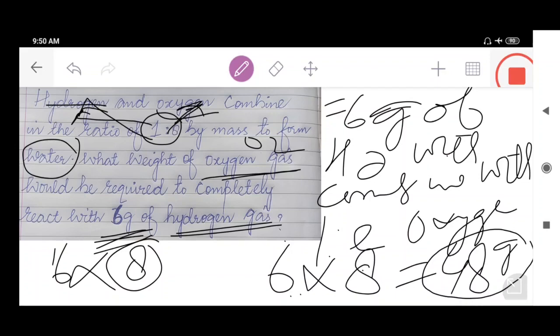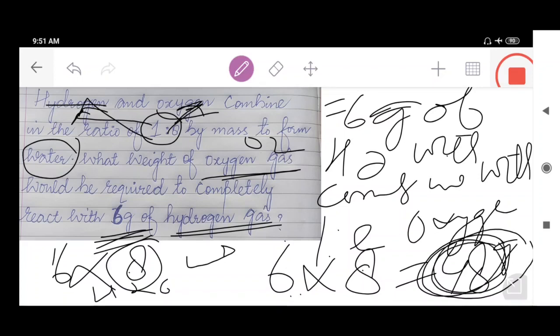So what weight of oxygen gas would be required? That means 6 grams of hydrogen gas reacts with 8 grams of oxygen to form water. That means what weight of oxygen gas would be required to completely react with 6 grams of hydrogen gas? That means 6 into 8, that means 48 grams of oxygen gas would be required to completely react with 6 grams of hydrogen gas. So the right answer here is 48.